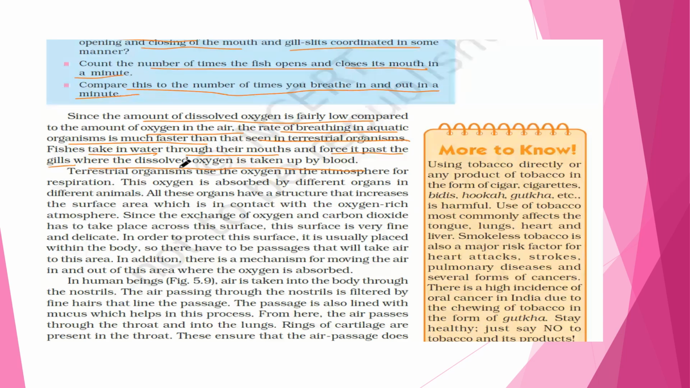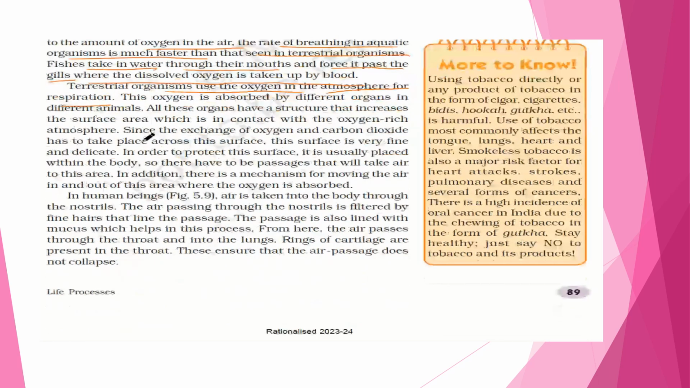Now terrestrial organisms use oxygen in the atmosphere for respiration. This oxygen is absorbed by different organs in different animals. All these organs have a structure that increases the surface area in contact with the oxygen-rich atmosphere, since the exchange of oxygen and carbon dioxide takes place across the surface. This surface is fine and delicate, and in order to protect it, it is placed within the body, so there have to be passages that take in air to this area.